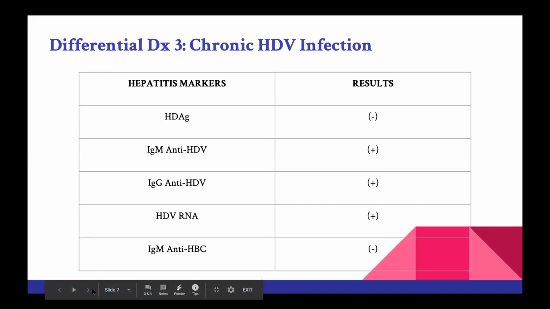For this slide on chronic HDV infection, we can say that this case is a superinfection from hepatitis B, since there is the absence of the HBs antigen, and we can say that this is chronic because of the absence of IgM anti-HBc and the presence of IgG anti-HDV.